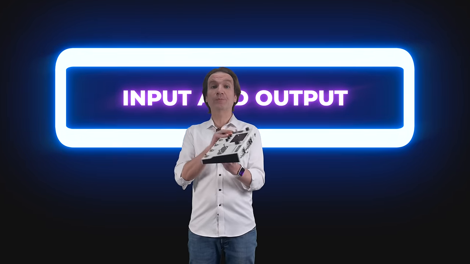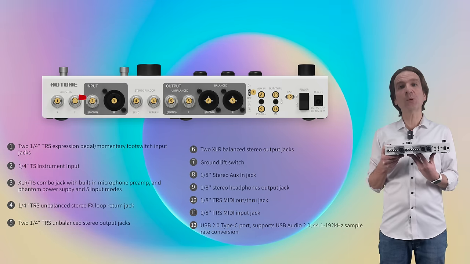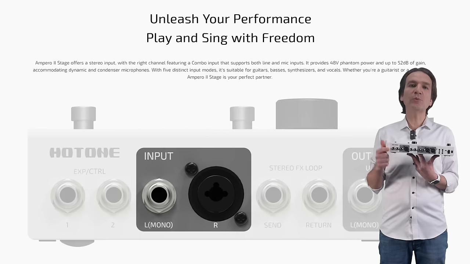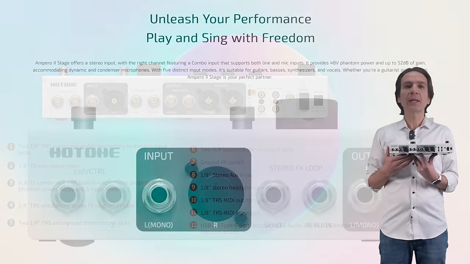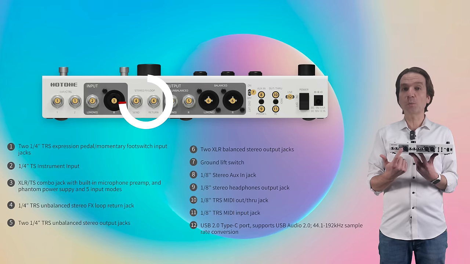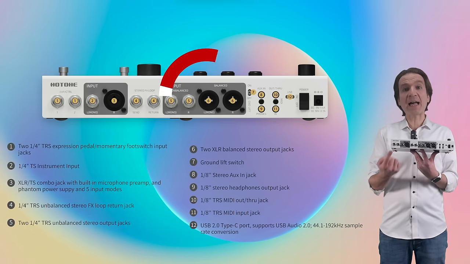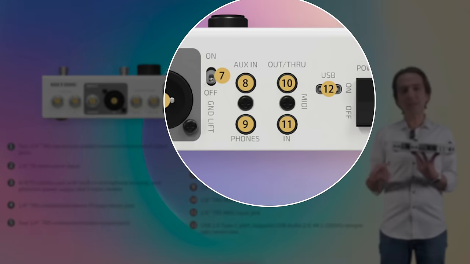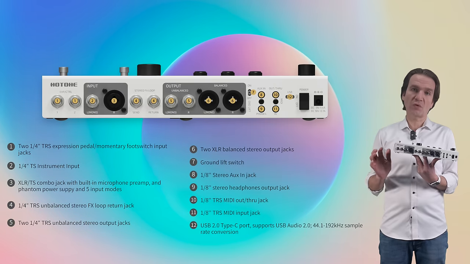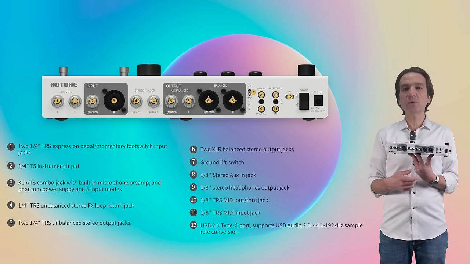Let's now talk about the I/O. We have 2 external controller inputs, an unbalanced input and a combo one, which allows us to connect another instrument or a mic. In fact, this input also manages phantom power to drive a mic. Then we have 2 TRS jacks to manage the effect loop, so that we can basically use stereo pedals in the loop. Then we have stereo balanced and unbalanced outputs, an aux in and a headphone out. We also have MIDI in and out ports via MIDI jack, and please notice that so far output MIDI messages are not managed, but Hotone told me that it will be added with future firmware updates.